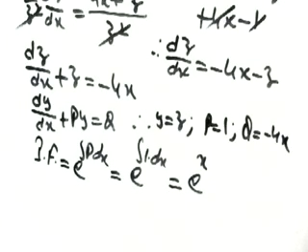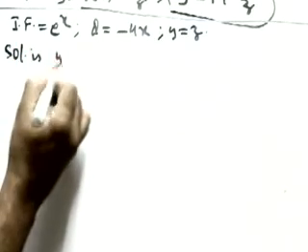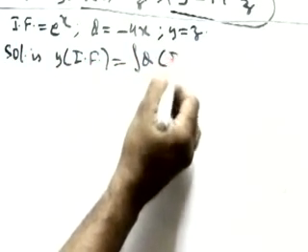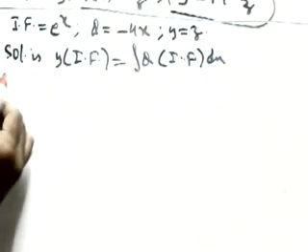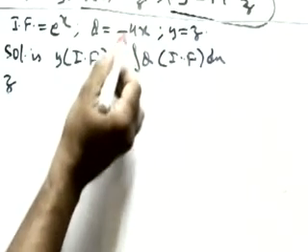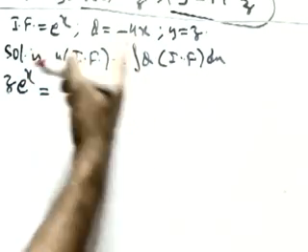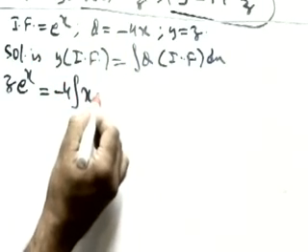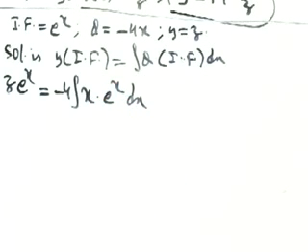Now let me continue the solution. The second step is the solution. The formula of the solution is y into integrating factor equals integration of q into integrating factor dx. In place of y we have z. We got the integrating factor e power x, equals integration of q, which is minus 4x. I'm writing minus 4 outside, x into the integrating factor e power x dx.